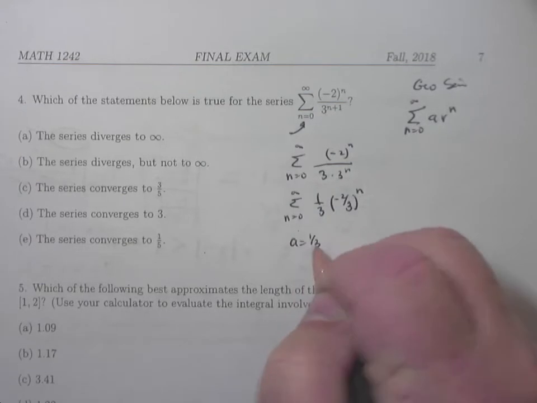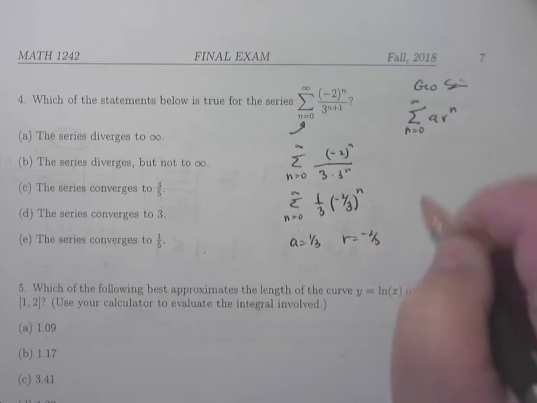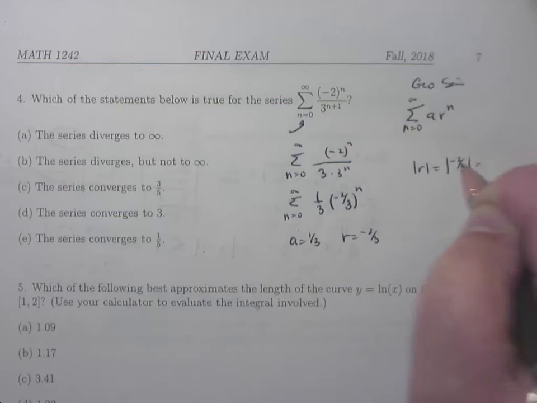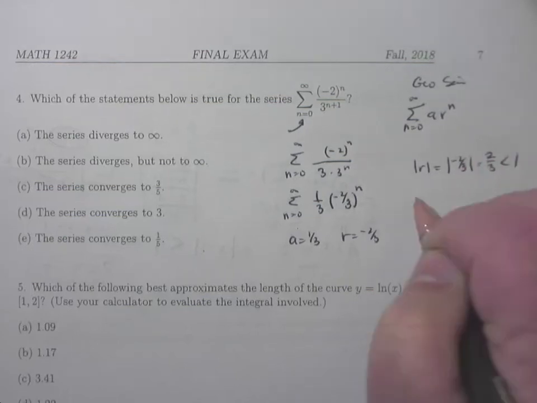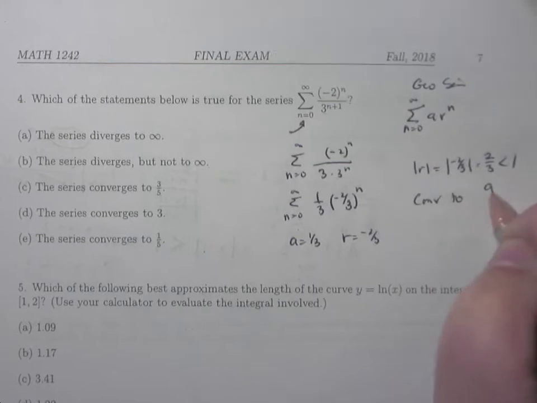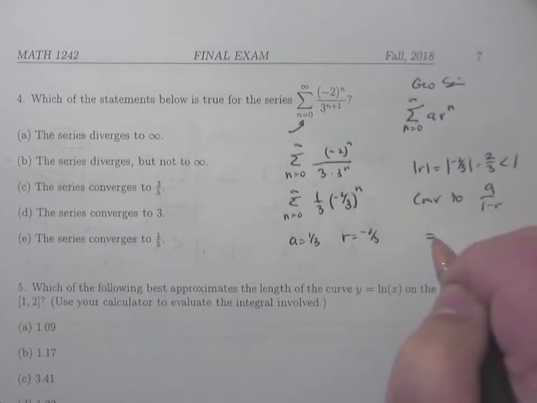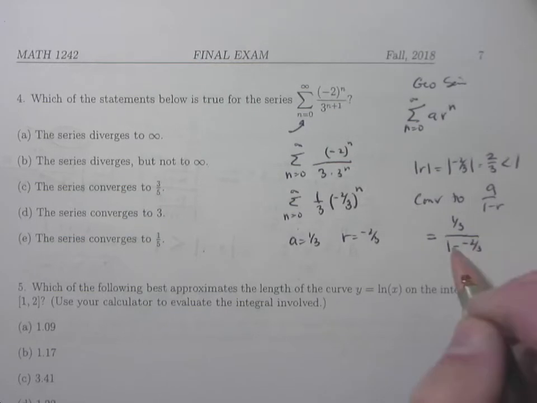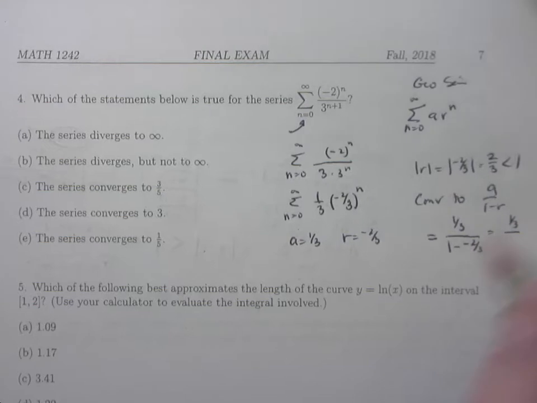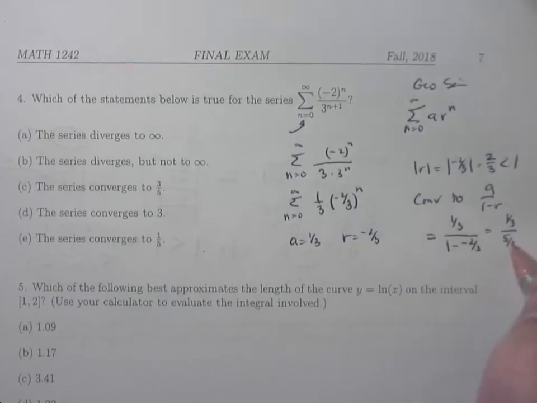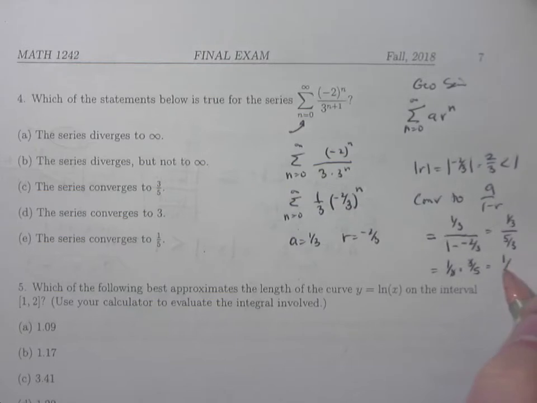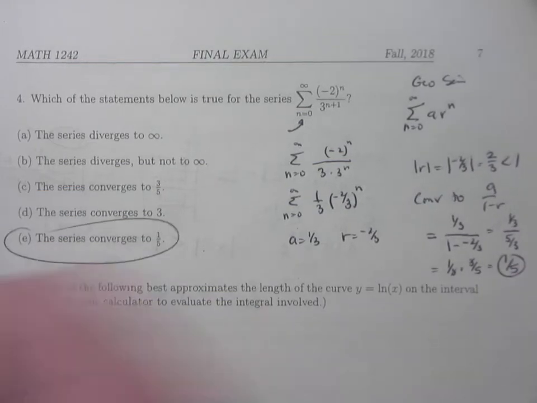a is equal to 1/3. r is negative 2/3. So we know the geometric series, when the absolute value of r, which is the absolute value of negative 2/3, which is 2/3, is less than 1, converges to the formula a over 1 minus r. So this would be equal to a, which is 1/3, over 1 minus negative 2/3. Minus and minus is a plus, so this is 1/3 divided by 1 plus 2/3, which is 5/3. Invert and multiply, that's 1/3 times 3 over 5. The 3's cancel. I got 1/5. So it converges to 1/5.